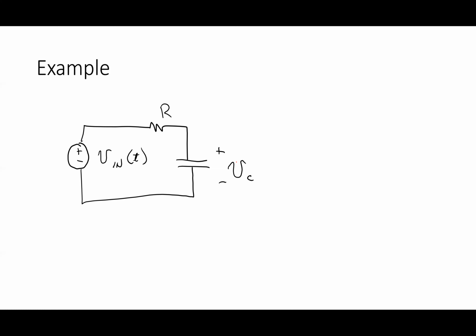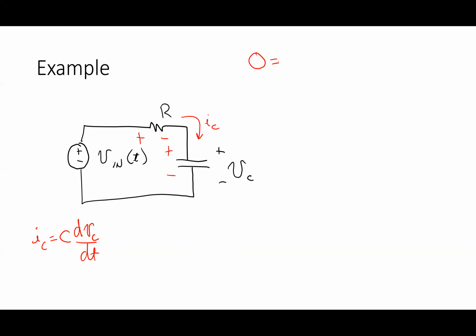KVL again. If I'm ever writing KVL, when I do circuits, before I do anything, I say which directions I think my voltages are. I write my pluses and minuses like that. And the current in this circuit, I'm going to say is going that way, I sub C. So I know that I sub C equals C dVc/dt. I'm going to say 0 equals what?